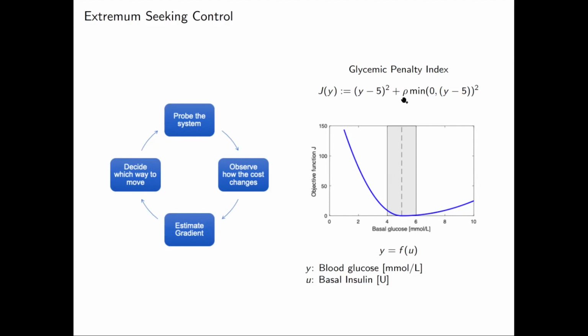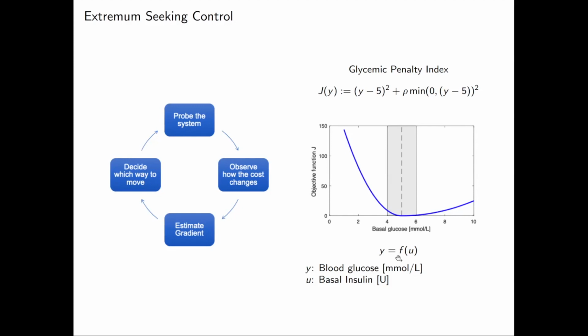And in this work, we define a glycemic penalty function to steer the blood glucose concentration to a target of 5 millimoles per liter. The first term penalizes the deviation from the target of 5 millimoles per liter, and the second term mimics a soft constraint on the glucose level with a low limit of 5 millimoles per liter. And this is added to highly discourage low blood glucose concentration, since this leads to hypoglycemia, which is highly undesirable.